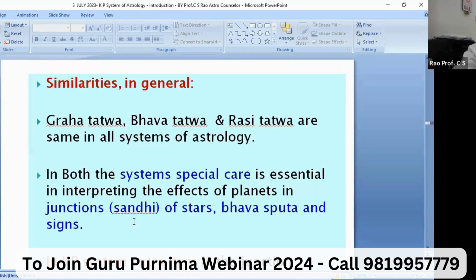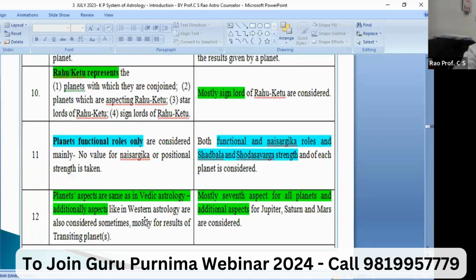And the last point, I think it is the last point, the 12th point. Planetary aspects are the same in Vedic astrology, and additional aspects like in Western astrology are also considered sometimes, mostly for results of the transiting planets. The aspects are the same, because all planets have Saptam Drishti, and special planets have special Drishtis: Saturn, Mars and Jupiter have special aspects. Both are common in the KP system and the traditional system.